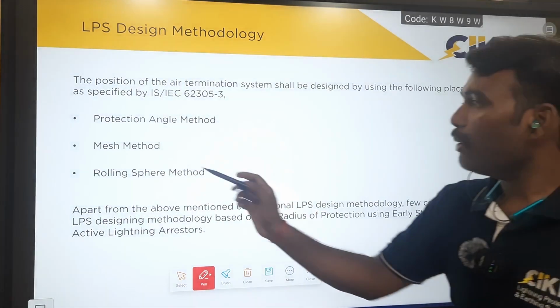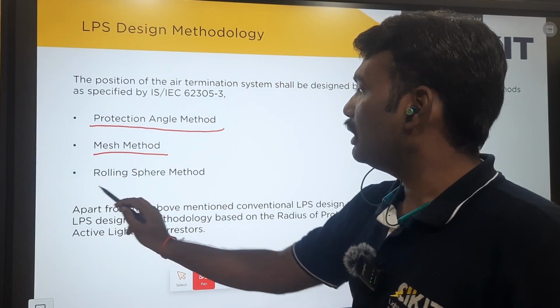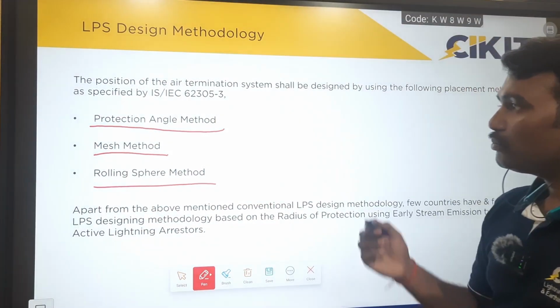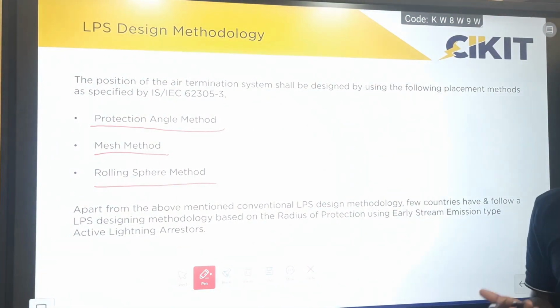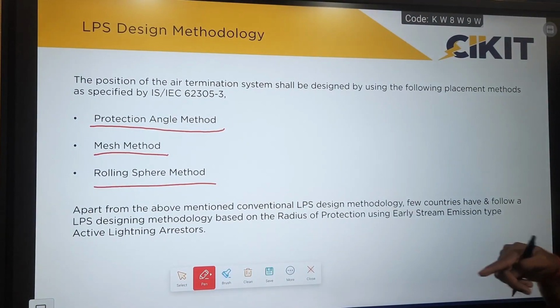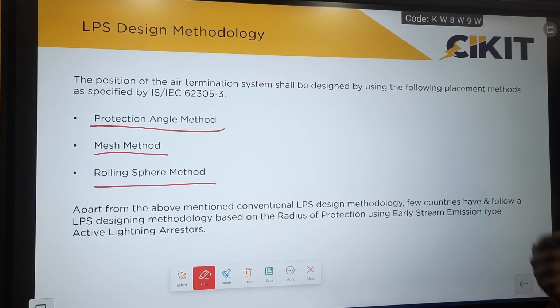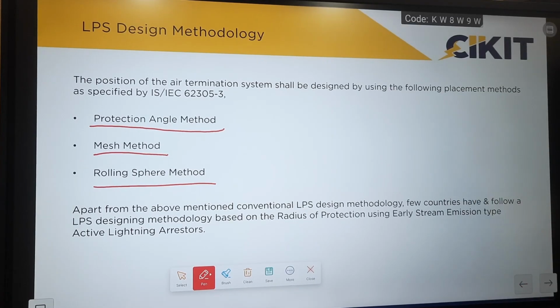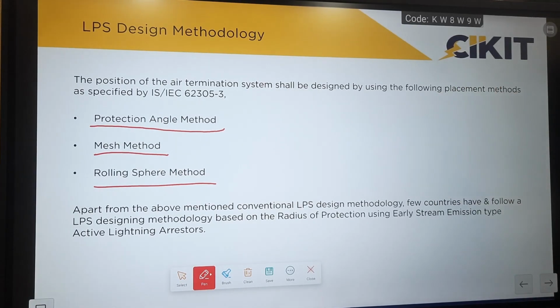The first method is the protection angle method, the second method is the mesh method, and the third method is the rolling sphere method. The protection angle method is the conventional method. In the mesh method, we will be simply laying the conductor in the form of a mesh. And in the rolling sphere method, we will be rolling an imaginary sphere. This rolling sphere method is nowadays commonly used for designing the lightning protection system because of the limitations in the other two methods.